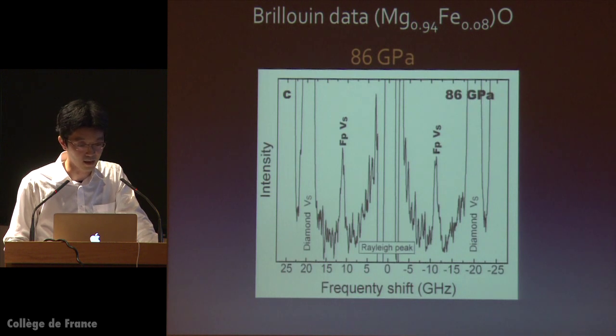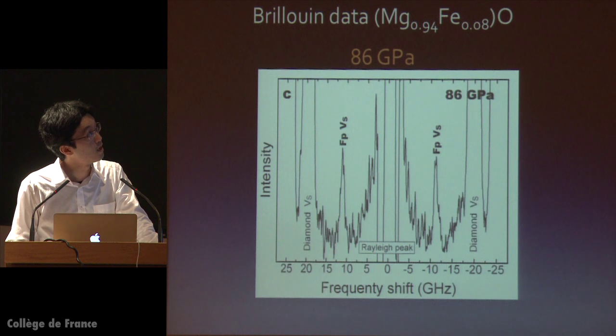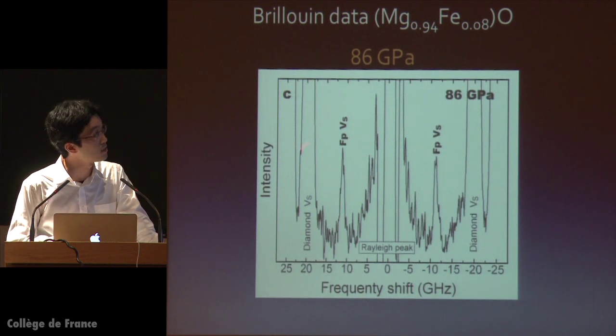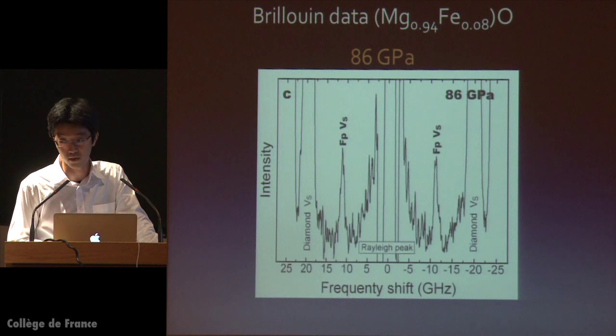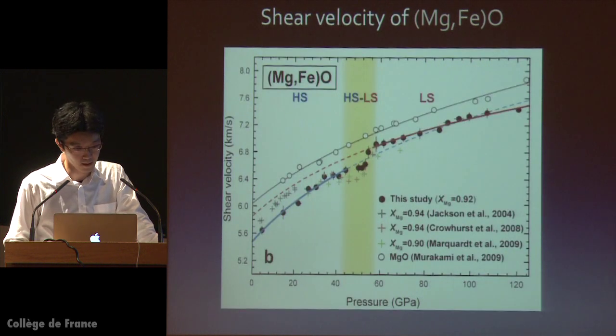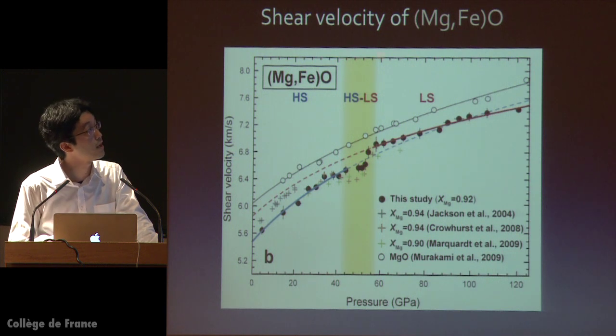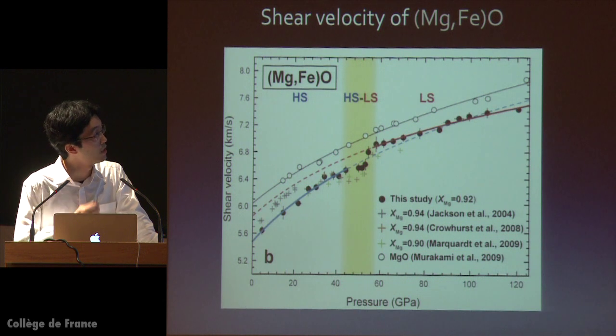So this is a representative Brillouin spectrum of the ferropericlase at 86 GPa. And as you can see, very sharp peaks from the sample can be observed, even at very high pressure conditions. And this is the result of the shear wave velocity profile of ferropericlase together with previous reports.